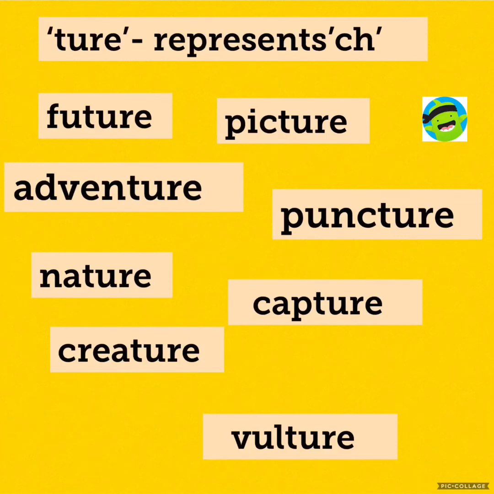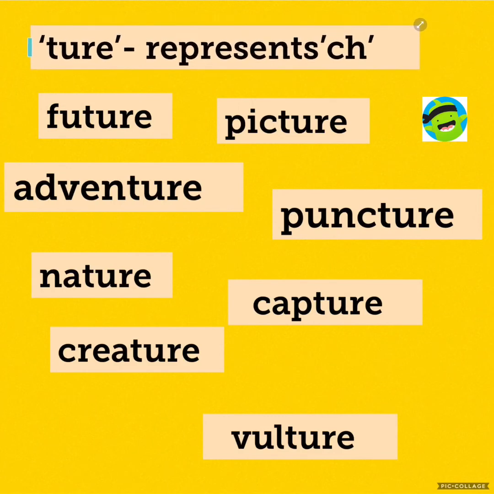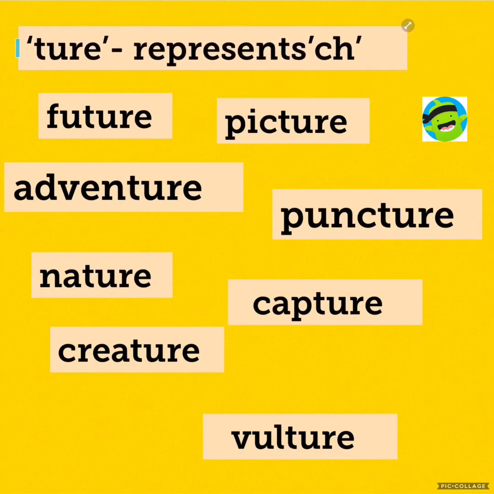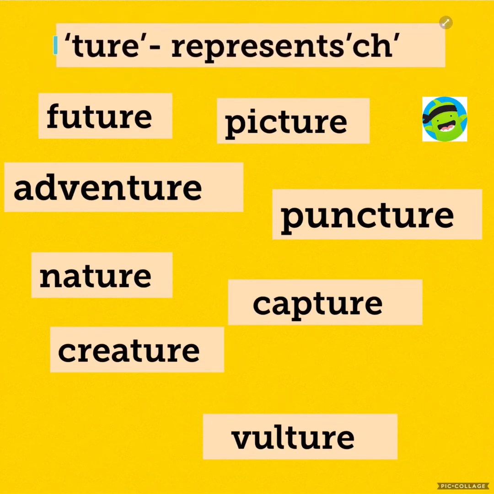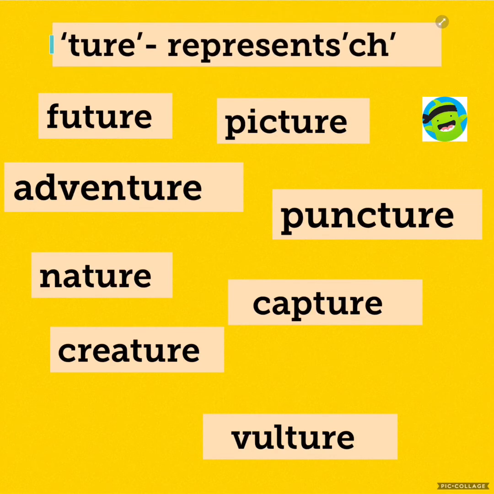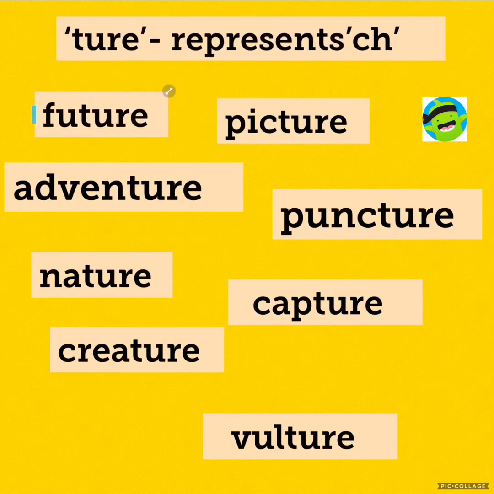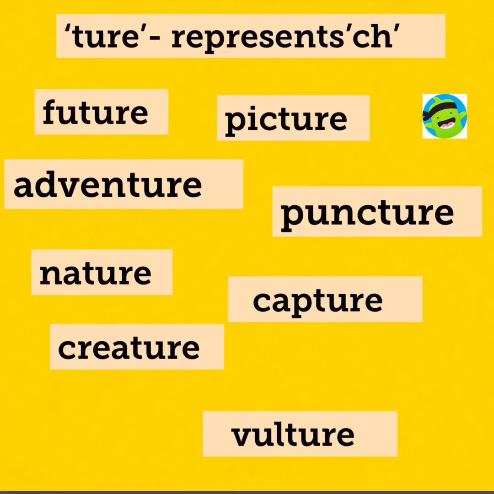Final way to represent CH is the series of letters T, U, R, E. And if you've got those letters at the end of the word, often it will produce that ch sound. For example, here you can clearly see, if I highlight or circle in orange, that the word future has those 4 letters, T, U, R, E. And if you listen to the word again, future, you can hear that ch sound.